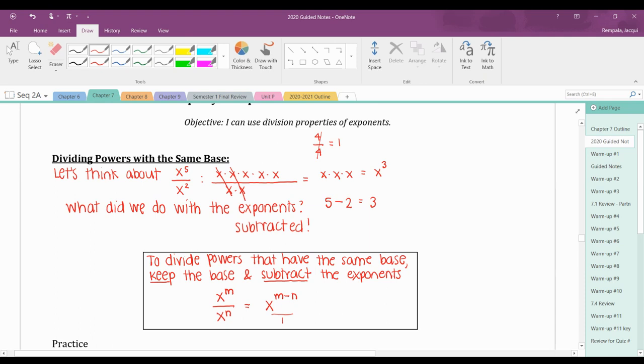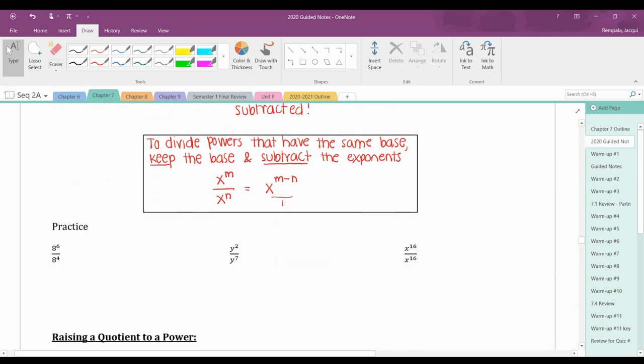All right, so with that information, let's take a look at some practice problems. We've got 8 to the 6th power divided by 8 to the 4th power. Notice that they share the same base of 8. We are dividing, so like our definition up here says, we are going to keep the base and subtract the exponents. So I keep the base of 8 and I take 6 minus 4. It's always the top exponent minus the bottom exponent. Think of that division sign as a subtraction sign.